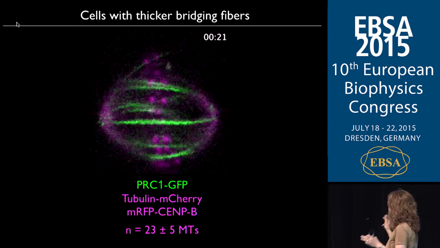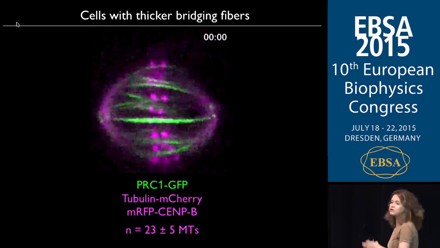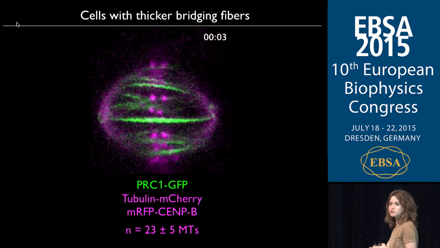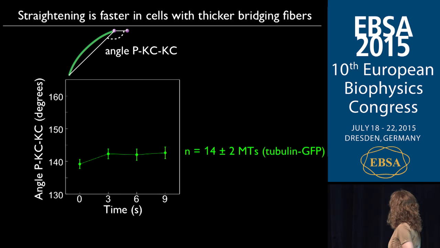And you see here that after the cut, there is quite a pronounced response. The response is faster, it moves faster away, and it moves to a larger extent. And the fibers get almost completely straight. So the response is much more pronounced than in our original cell line. And to quantify this, we measure the angle defined by the pole, kinetochore, and the other kinetochore. And we plotted this angle as a function of time after the cutting. If this angle increases faster, this means that the K fibers are straightening faster. This is our original cell line.